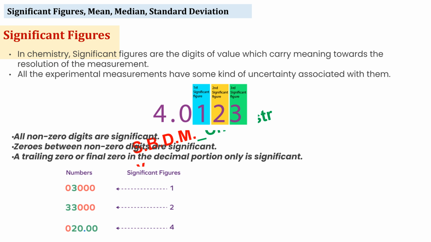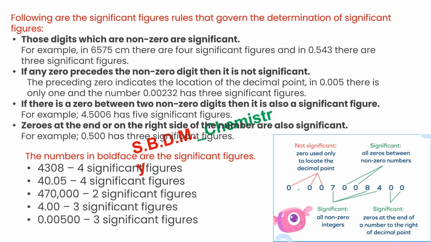Significant figures are the digits that carry meaning towards the resolution of a measurement, accounting for inherent uncertainty. All non-zero digits are significant. Zeros between non-zero digits are significant. A trailing or final zero in the decimal portion is also significant. Key rules for significant figures include: non-zero digits are always significant. Leading zeros before a non-zero digit are not significant. Zeros between two non-zero digits are significant. Zeros at the end of a number after a decimal point are significant.